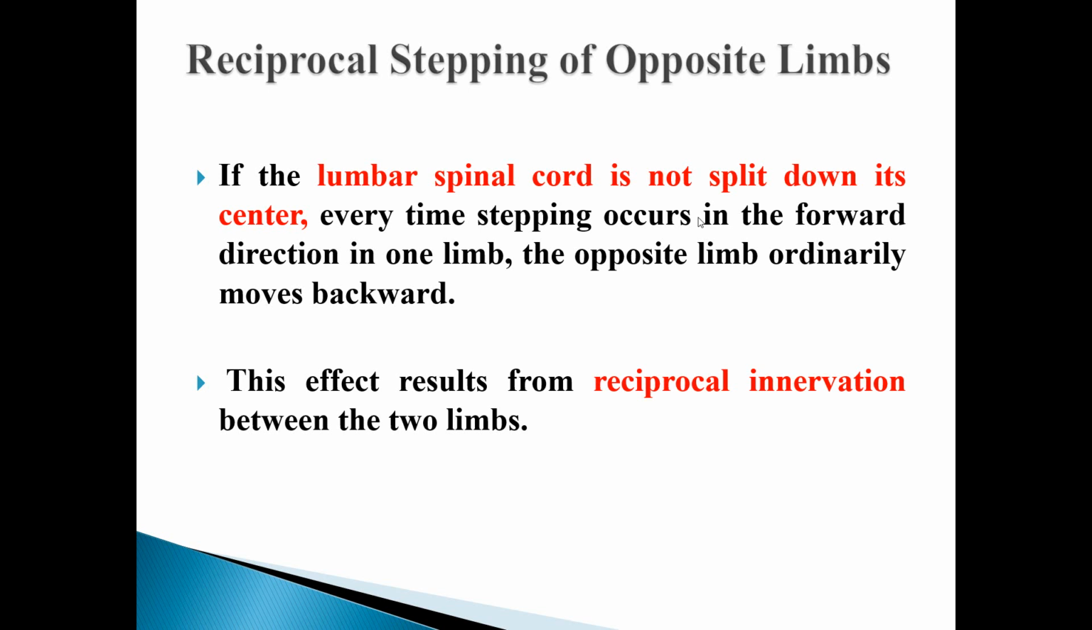Reciprocal stepping of opposite limbs. If the lumbar spinal cord is not split down its center, every time stepping occurs in the forward direction in one limb, the opposite limb ordinarily moves backward. This effect results from reciprocal innervation between the two limbs.